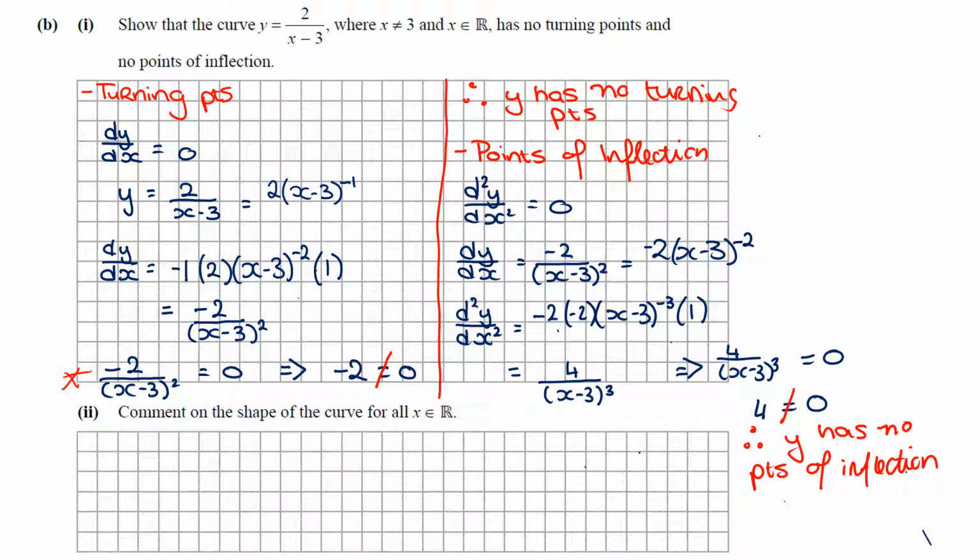write on my screen. So the last part here, part 2, is comment on the shape of the curve for all x element of the real numbers. So I'm just going to sketch out for you what this graph actually looks like. And it's always a good idea to do the sketch. So what this is, I have a curve that is basically coming down like this, and one that goes here.